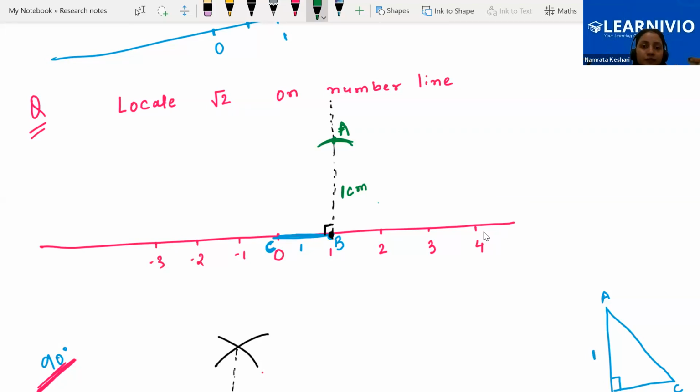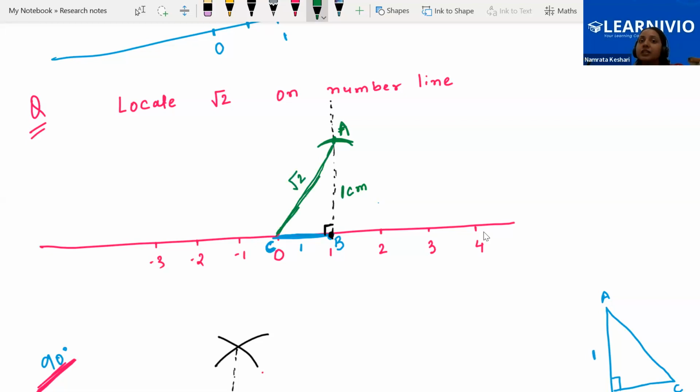Done. Yes, ma'am. Now we will join A with C, and that is our root 2 unit. That is root 2 centimeter. We will join A with C like this, and this is root 2 centimeter.